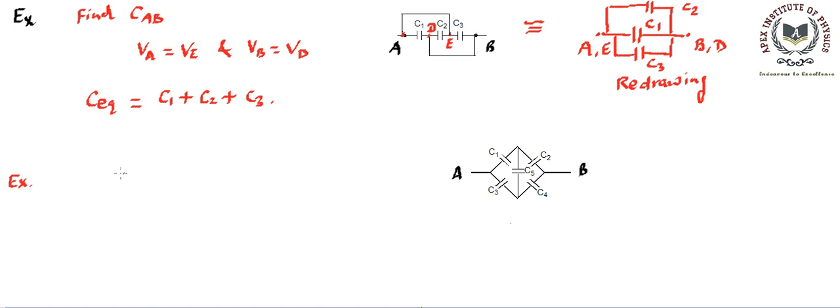Let's take another example. This is the figure and the question remains the same. We need to find the equivalent capacitance across the points A and B. So we need to find C equivalent between terminals A and B. Now in this case there are 5 capacitors connected. They have named them C1, C2, C3, C4 and C5.